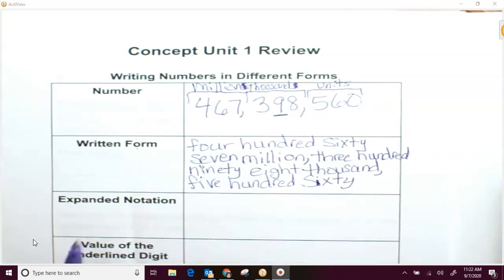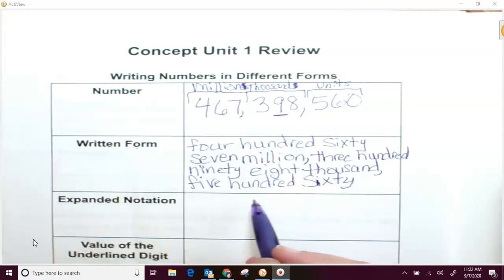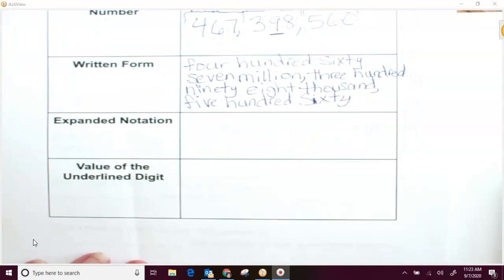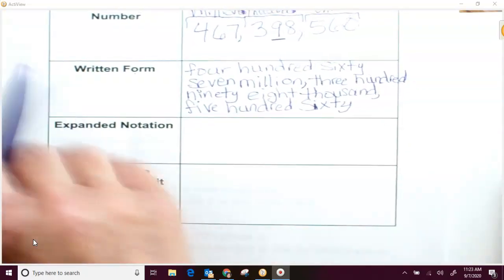If you need to pause your video at any time during this, as I've gone over an answer, to check yours and make corrections if you need to, do so. I'm going to leave you to that on your own. Just pause when you need it. Then the next question is for me to put that number in expanded form.